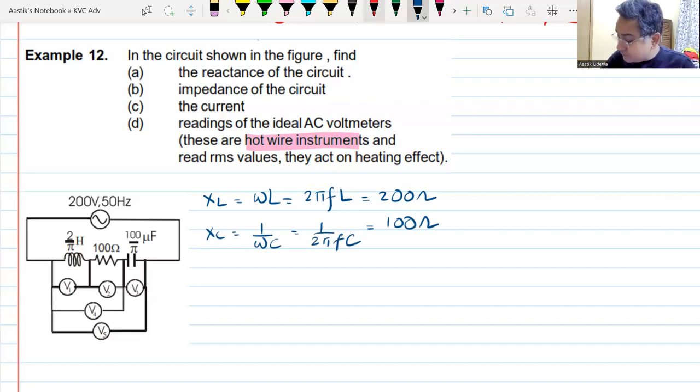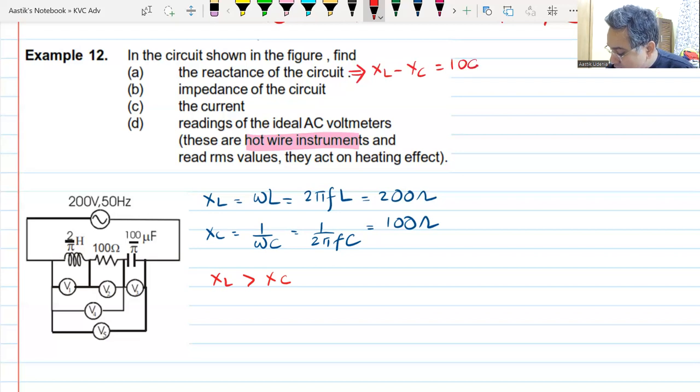Now here what you see, this XL is greater than XC. So you can find out the reactance of the circuit. The first part, which is the reactance of the circuit, will be XL minus XC, and that would be equal to 100 ohms. Do we understand this? Yes or no? I hope we understand this. XL is greater than XC.